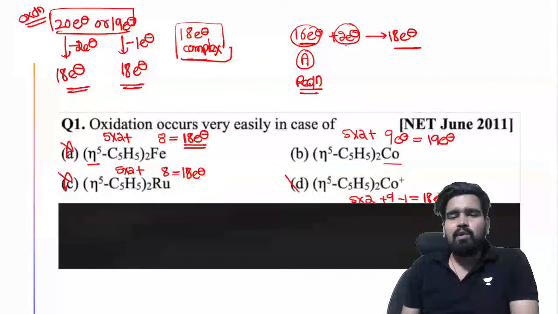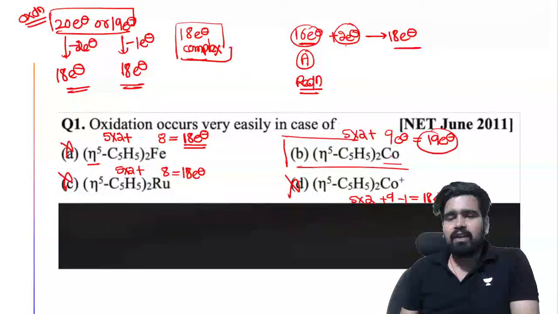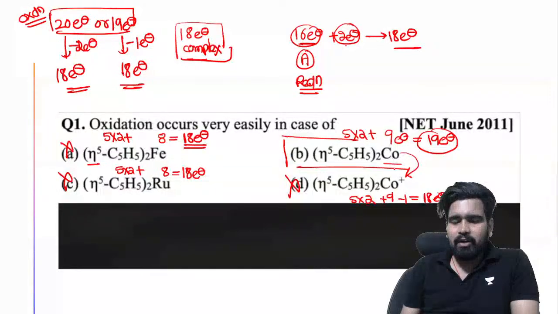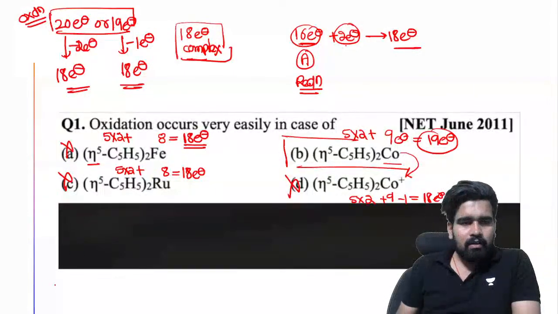These 3 complexes have 18 electrons. They will not show any oxidation reduction, but complex B, having 19 electrons, is 1 electron greater than 18. So this complex can easily lose 1 electron and convert into a stable 18 electron complex. You can see after losing 1 electron it will convert into complex D. So B is going to be the right option. Let's move further.